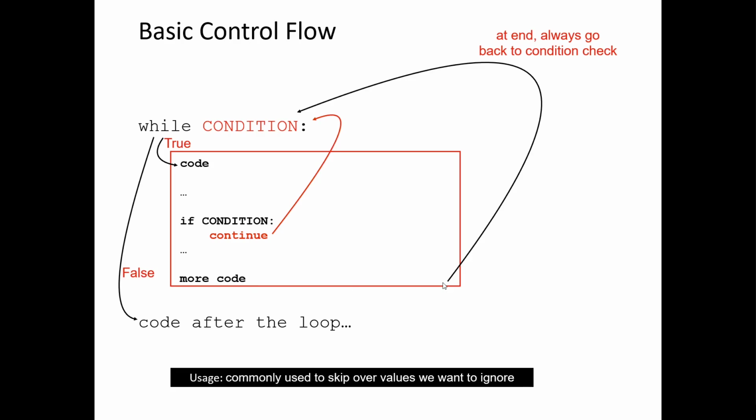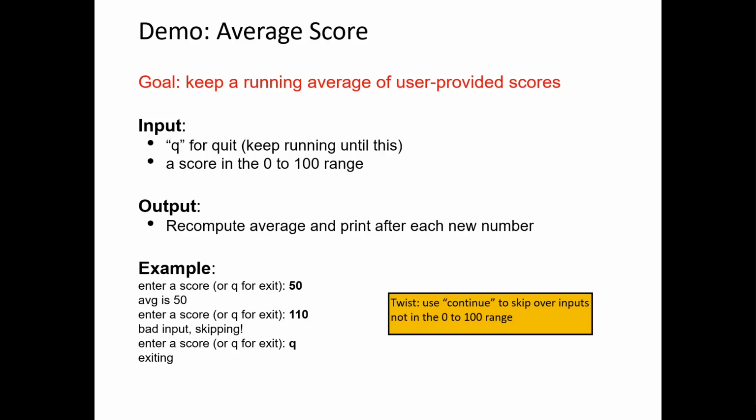A great place where we want to use this, an example that I'm going to do in my next demonstration, is to skip over values that are outside of the range, out of bounds. So if we're going through and looking at scores, if a score has to be in the range 0 to 100, if someone enters 100 million for their score, we want to skip that. So this is just going to be computing the average score. And we'll just keep a running average of scores that a user provides.